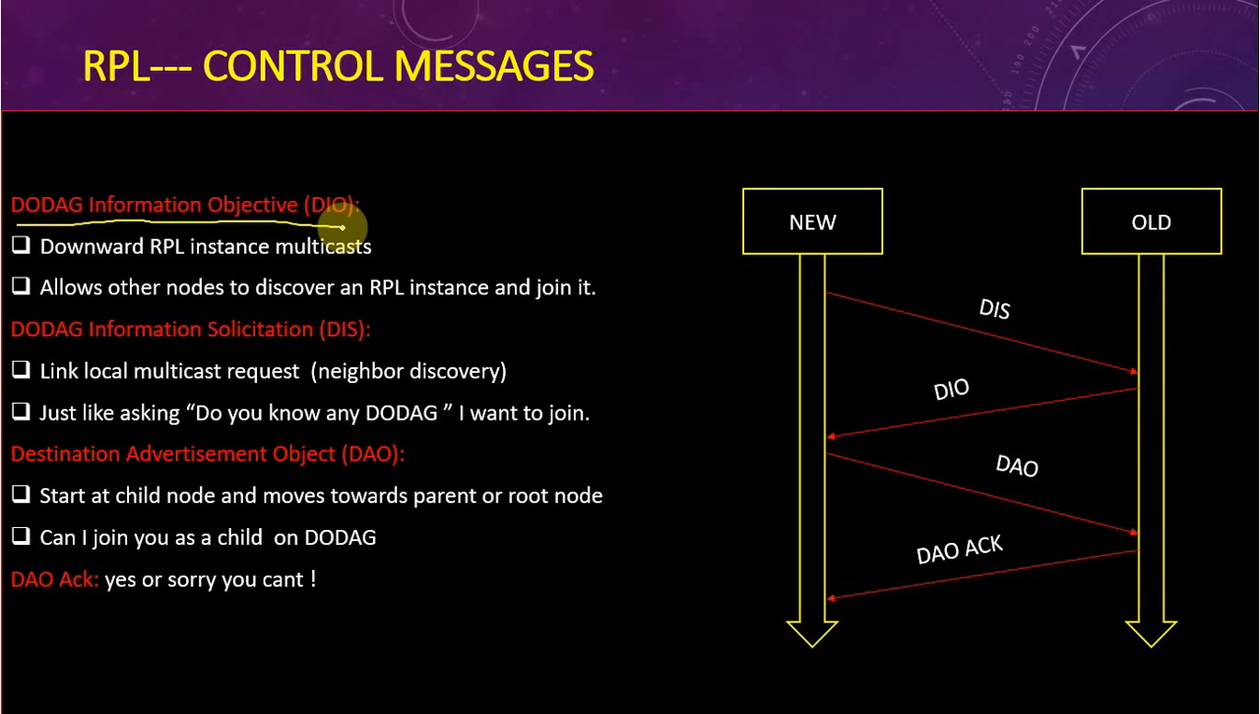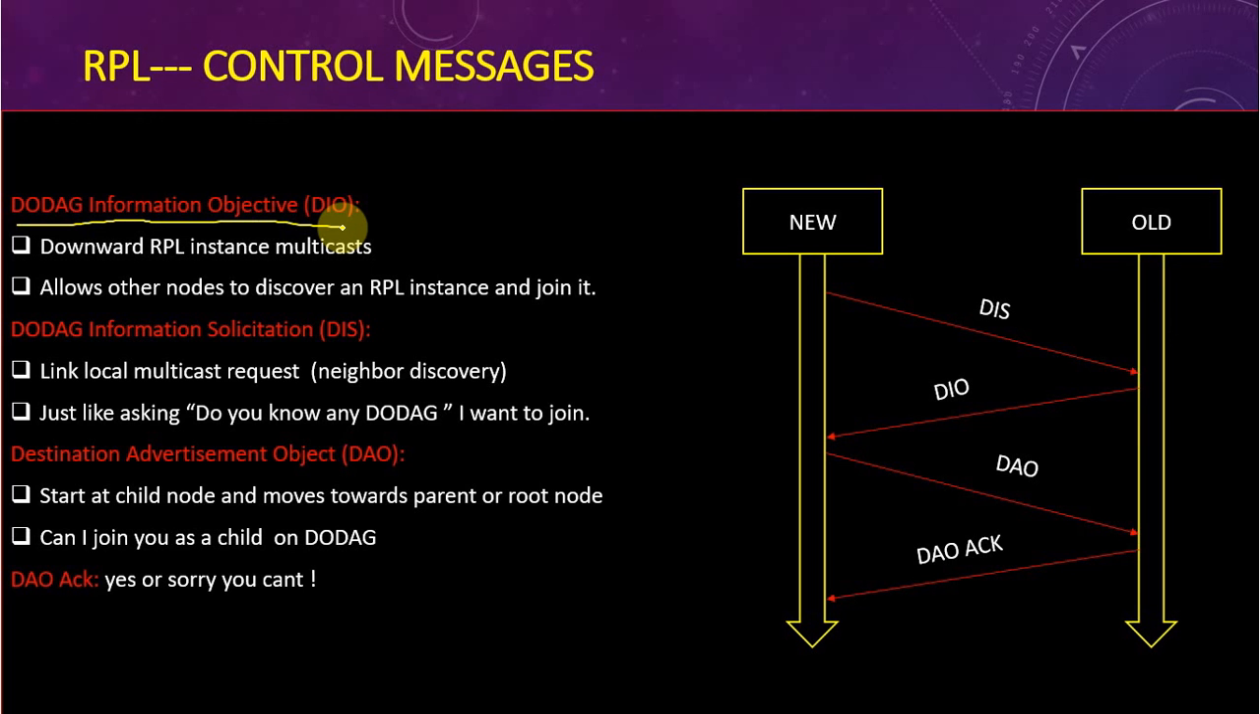What it does is allow other nodes to discover an RPL instance and join it. If you want to join a DODAG, then you should be listening to DIO messages. This DIO message will allow the neighbors to connect with the DODAG. That is called DODAG information objective. Basically it gives the information about the DODAG. So that's about the DIO.